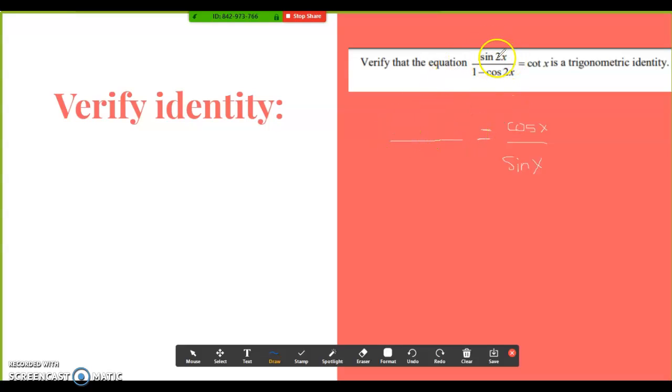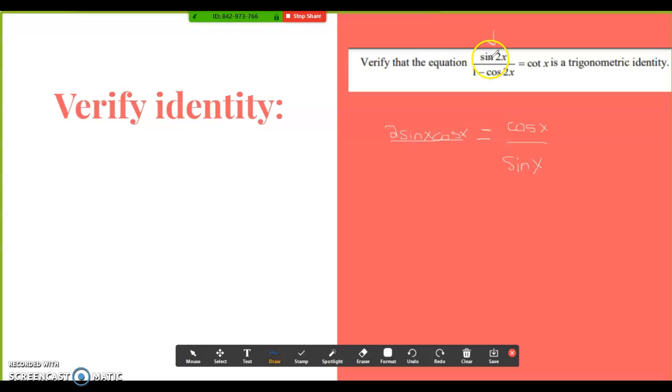Now, I know the double angle formula for sine, because if I see sine of 2x, I can expand that. The double angle formula is 2 sine of x cosine of x. Now, what I'm trying to do is I want to make, again, the right look like the left. So I want to have some type of way, have a sine in the denominator.